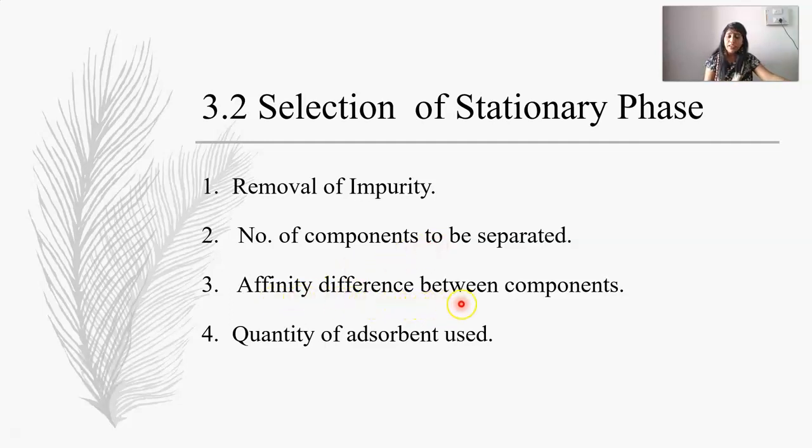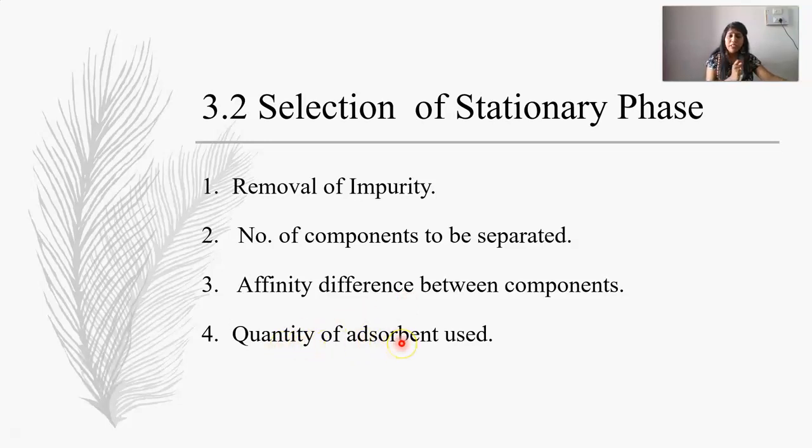The third category is the affinity difference between the components. What does affinity difference between the components mean? In a particular sample, if two components have similar affinity towards the stationary phase, a strong stationary phase is required for the separation. Or if there is a difference in affinity, a weak or medium stationary phase can also be used.